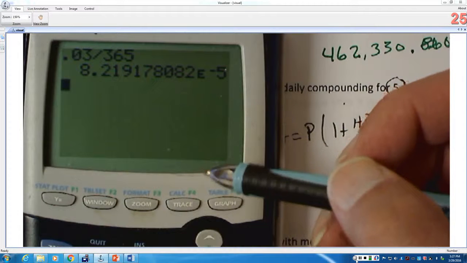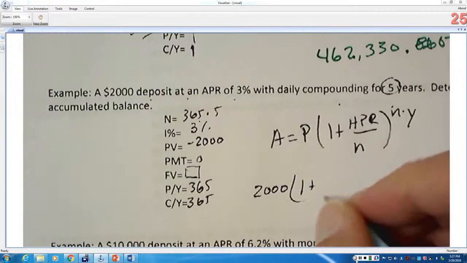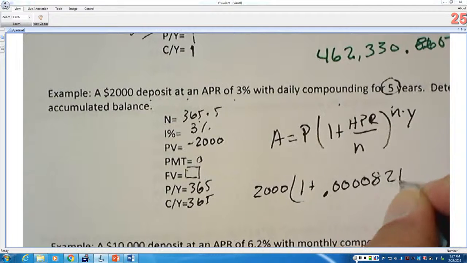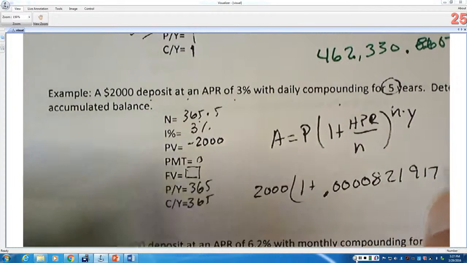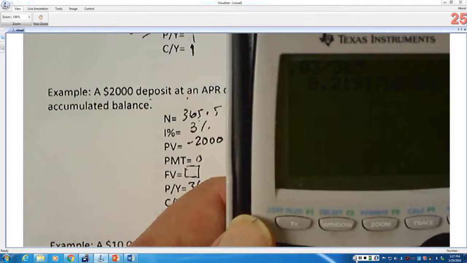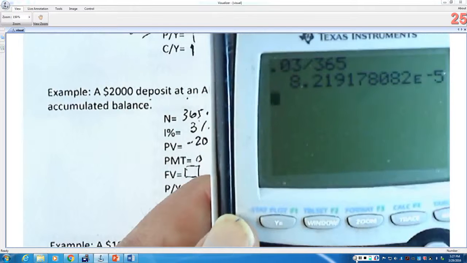Yeah. So you're going to get what? You're going to get, let's see, 1, 2, 3, 4, 8, 2, 1, 9, 1, 7. Okay? Because that's five, you have five decimal places there.